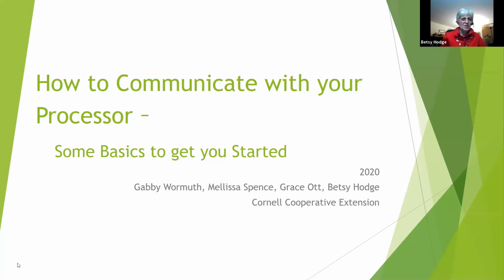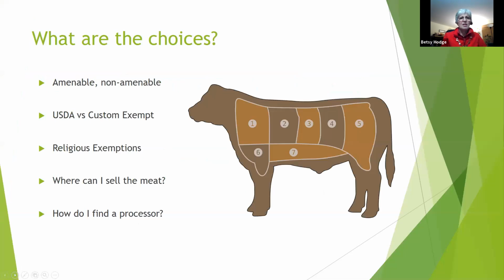All I got to do now is get the little things to come up down here. There we go. So we're going to talk about all these different things. We're going to talk about amenable and non-amenable, USDA versus custom, religious exemptions, because you'll hear about those sometimes, especially if you do sheep or goats, where you can sell your meat, and how do you find a processor. And then I didn't put it on here, but I also have a little bit about what is live weight, hanging weight, retail cuts, and what are the percentages.